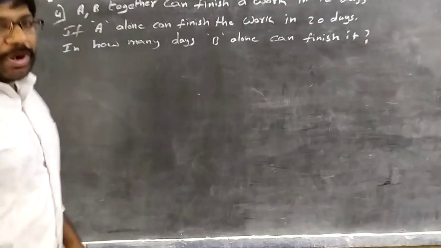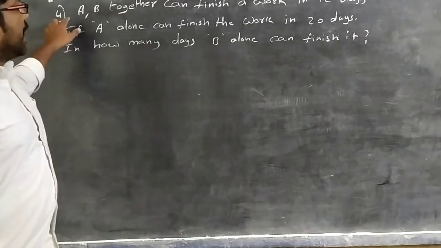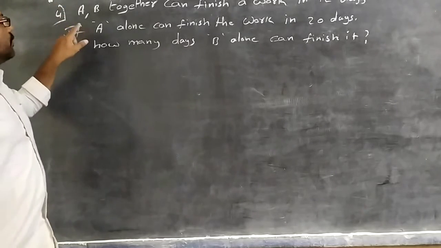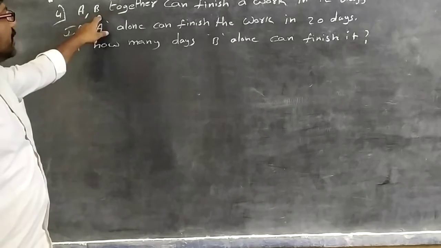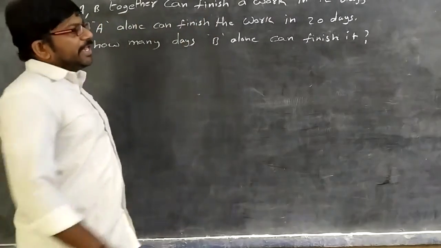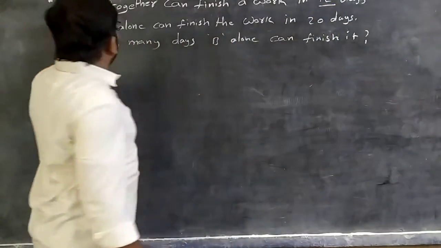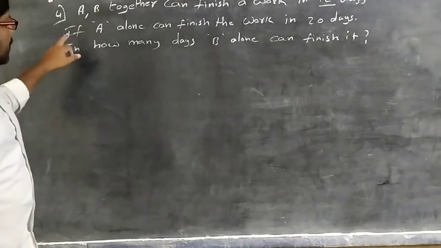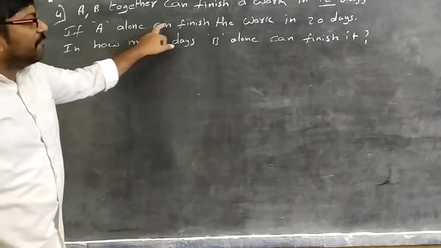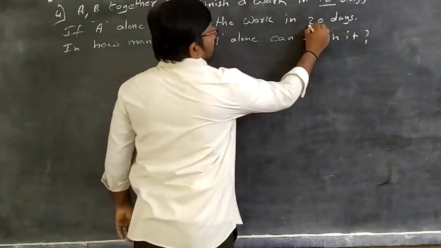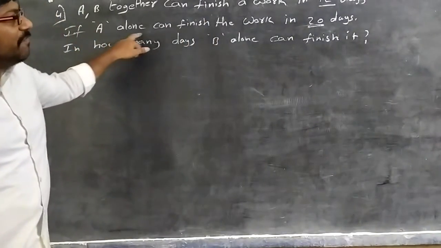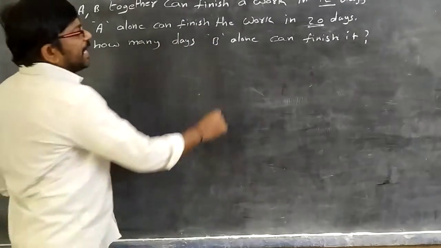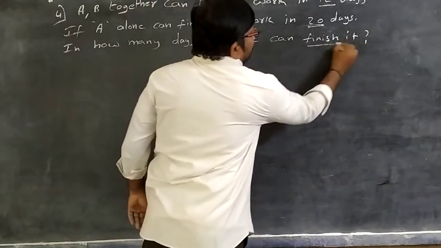Next, go for the fourth problem. It is also based on time and work. Yes, it is a very, very important problem. Listen carefully. A and B, two persons together, can finish a work in 12 days. If A alone can finish the same work in 20 days, then in how many days can B alone finish the same work?